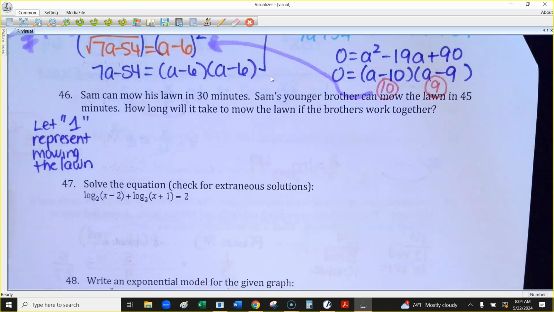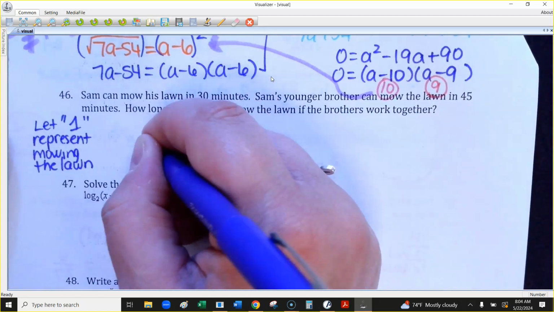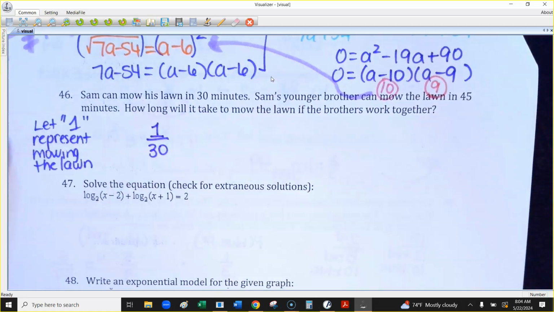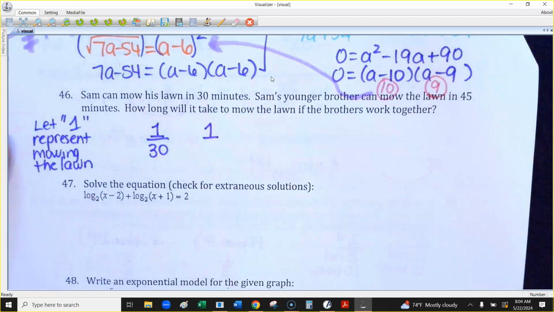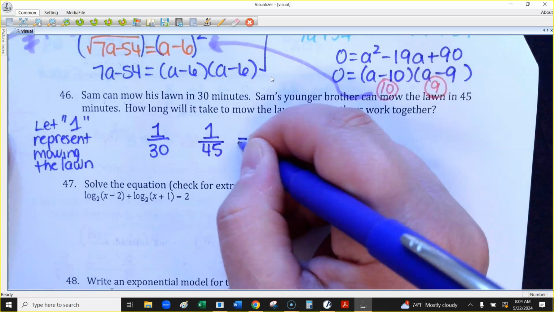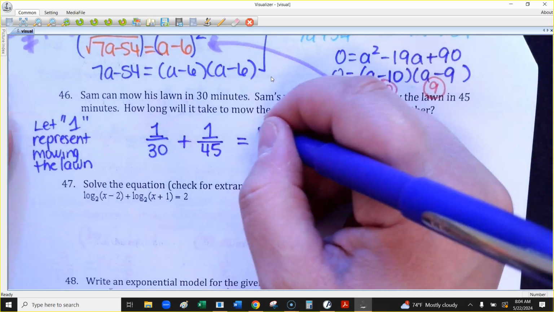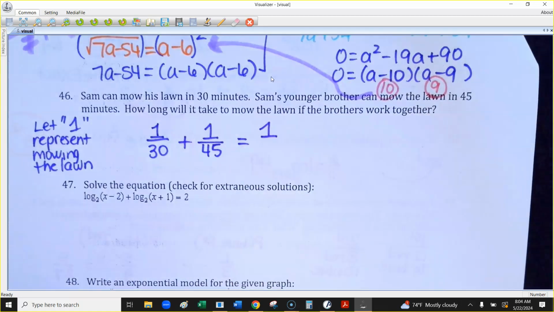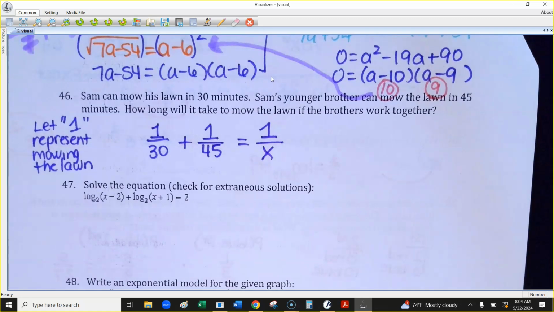All right, so Sam, his rate would be that he can mow one lawn in 30 minutes. His younger brother can mow that same one lawn in 45 minutes. That would be his rate. Now it says if they work together, so we're going to add them together, how long would it take them to mow that same one lawn? So what would the work rate be? That is where we're going to put the variable because we're going to figure out the time there. So it's basically the distance divided by the time to get your rate.